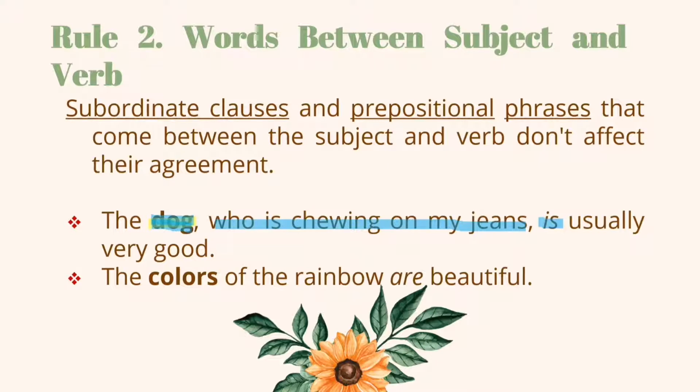Another example. The colors of the rainbow are beautiful. Obviously, the subject is colors. Colors ay plural. So, meron tayo ditong prepositional phrase of the rainbow. So, again, hindi ka malilito dyan, doon ka titingin sa subject. So, since colors ay plural, are ang gagamitin.